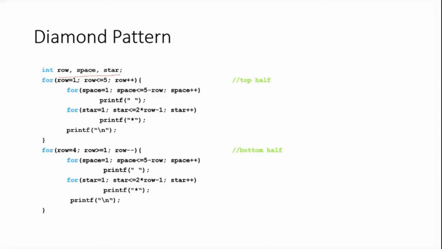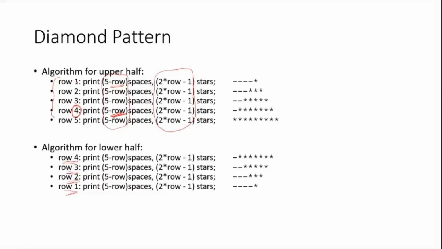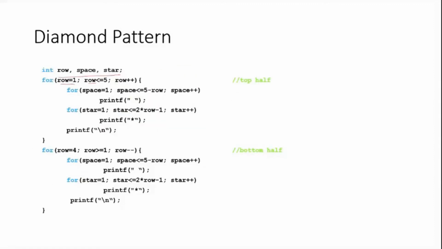So for row equal to 1, row less than or equal to 5, row plus plus. That means row is initialized as 1. The first row number is 1, the second row number will be 2, and so on up to 5. So the row number will be from 1 to 5, and that is why we take row less than or equal to 5. After each line, the row value will be incremented by 1, as I said previously. Row equal to row plus 1 is written shortly as row plus plus.